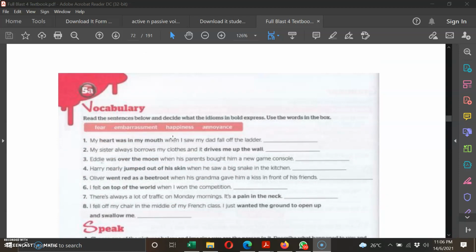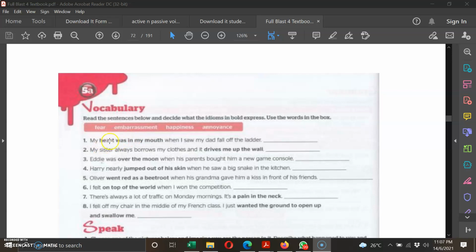Okay, next one, vocabulary. Read the sentences below and decide what the idiom in bold expresses. Use the words in the box. Baca ayat di bawah dan tentukan apakah yang cuba disampaikan oleh idiom, peribahasa, pepatah yang berhuruf tebal. Gunakan perkataan di dalam kotak. Okay, fear means ketakutan. Embarrassment, rasa malu. Happiness, kegembiraan. And annoyance, rasa bengang, sakit hati.